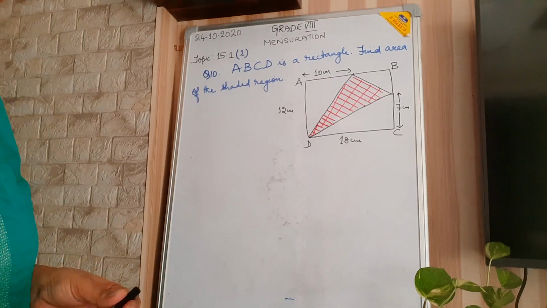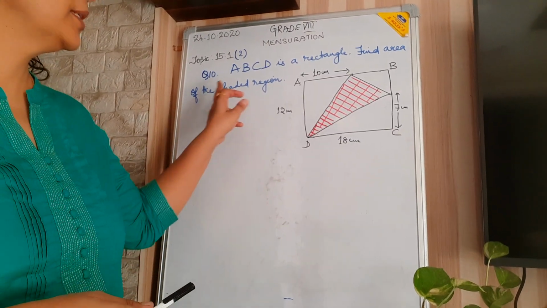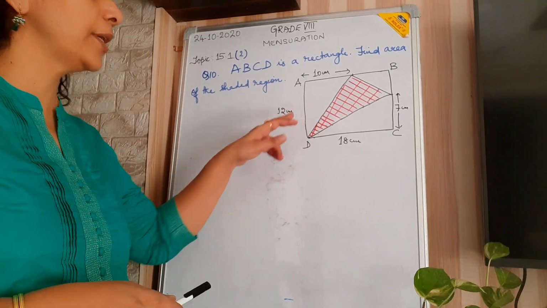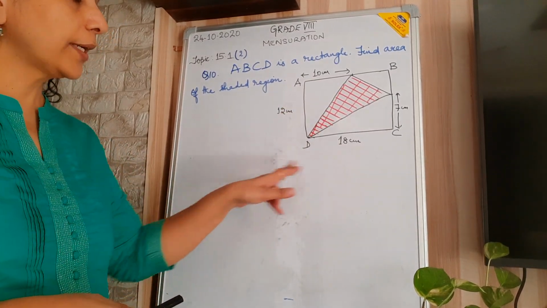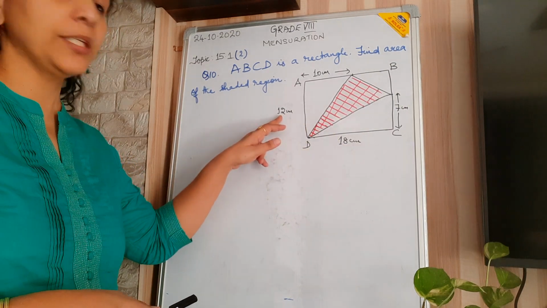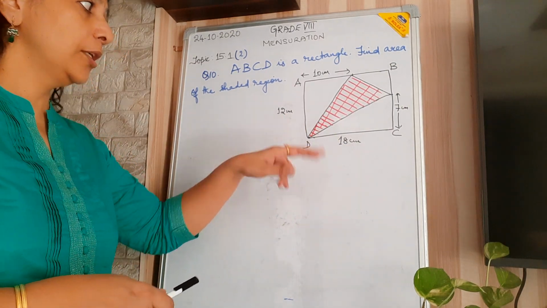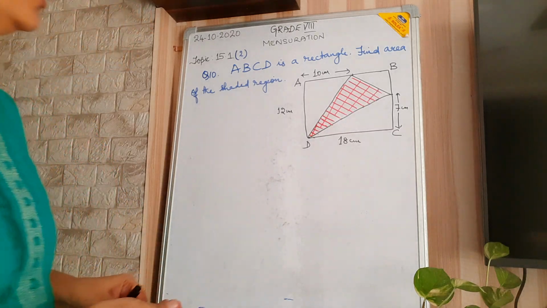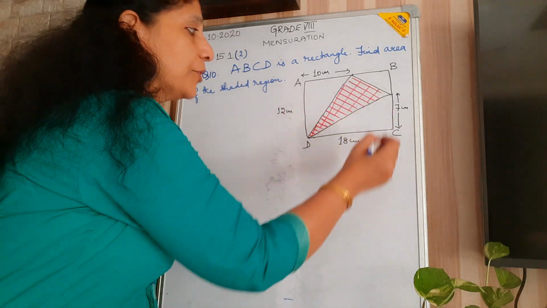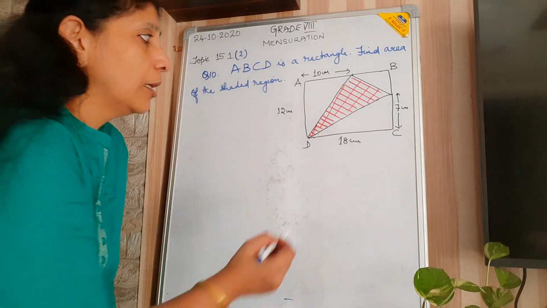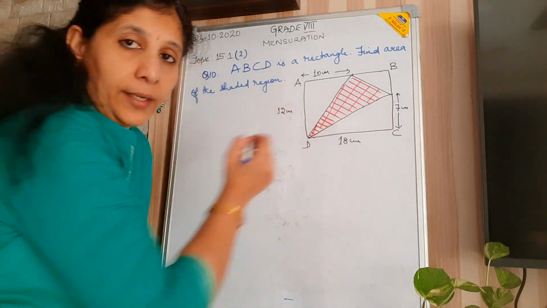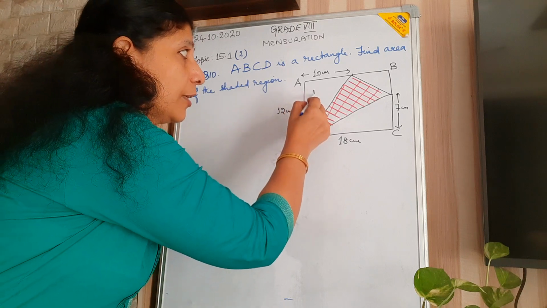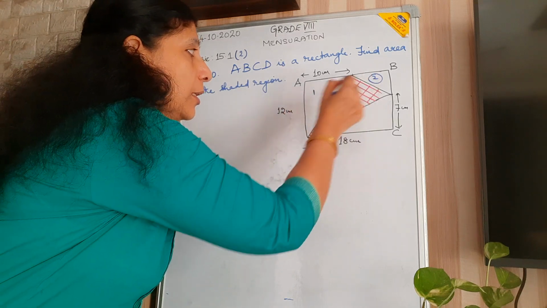Okay. The next question is question number 10. ABCD is a rectangle given. Find the area of the shaded region. Can you see that? I have shaded it with the red pen. So the rectangle is of dimension 18 cm and 12 cm, the length and breadth. So how will you find the area of the shaded region? Here, see, to find the area of the shaded region, you can first find the area of the whole rectangle. Then you can find the areas of this one, first, second and third.